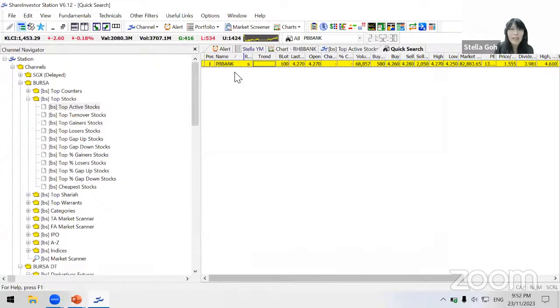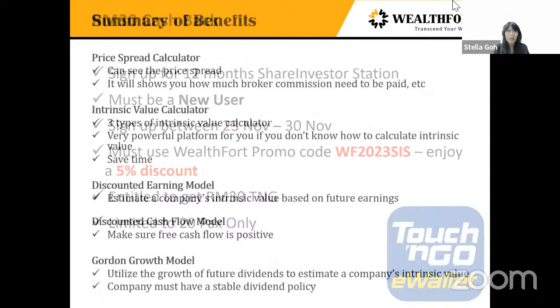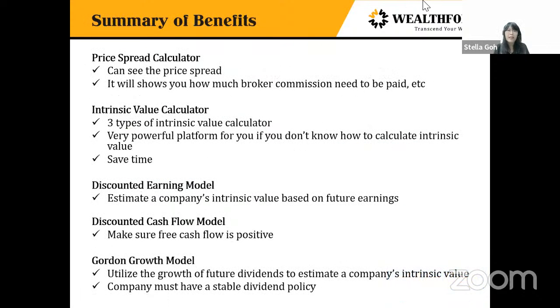Now let me share with you the summary of benefits first before we look into some of the features of ShareInvestor Web Pro. So in summary, the price spread calculator allows you to see the price spread. It will show you how much broker commission you need to pay. For the intrinsic value calculator, there are 3 types. It is a very powerful platform for you. If you don't know how to calculate the intrinsic value of a company, it can help you save a lot of your time. So these are the 3 models.